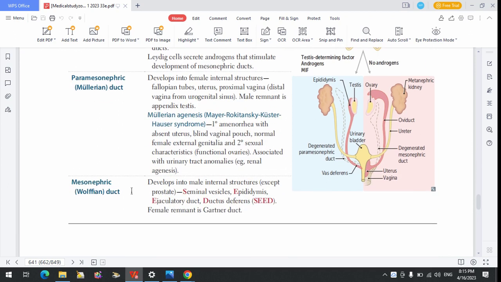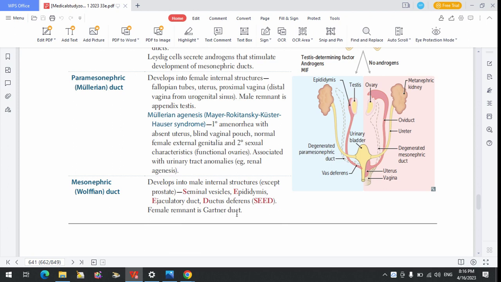So I've told us the structures that are formed from the mesonephric duct, which include the seminal vesicles, the epididymis, the ductus deferens, and the ejaculatory duct. And this mesonephric duct degenerates in the females, and what persists is the Gartner's duct.